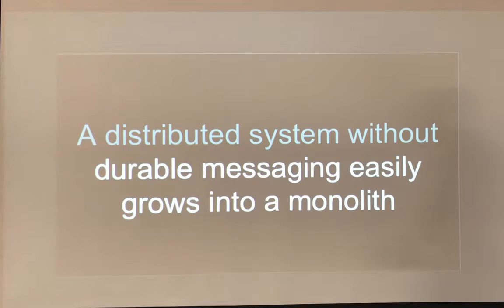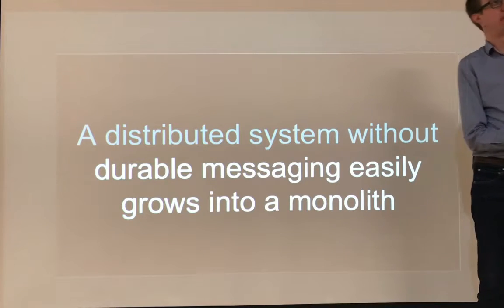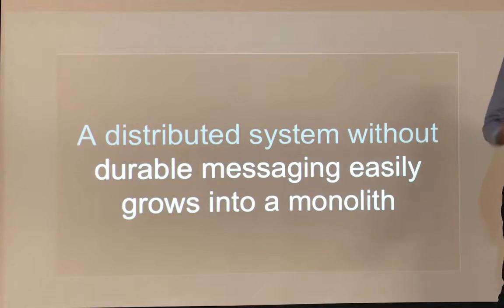So in order to do that, we need to persist messages. So we need them to be durable. That also allows us to be fault tolerant. So if a service crashes, comes back up, we can replay messages that it hasn't already processed.